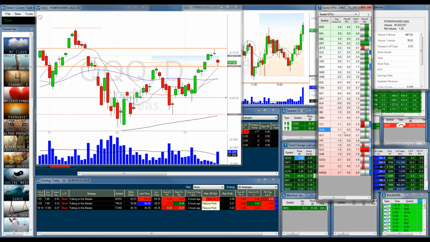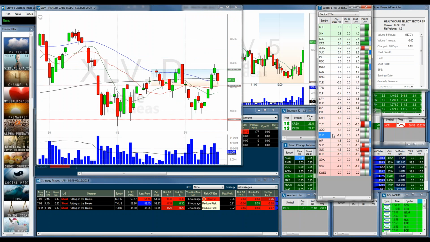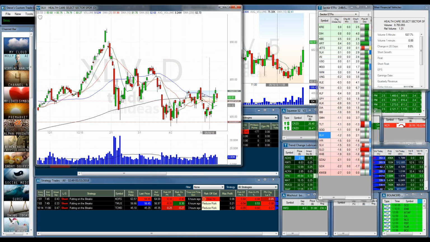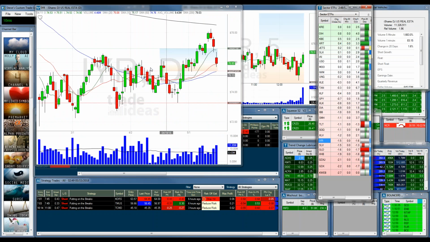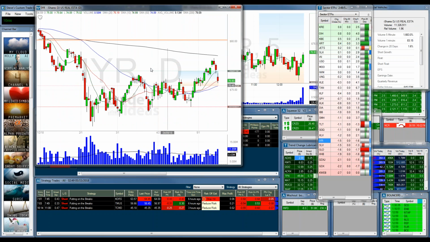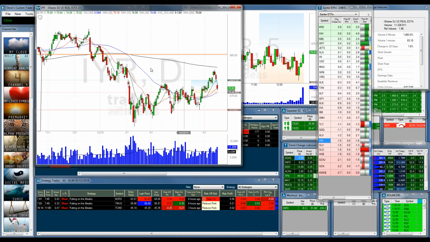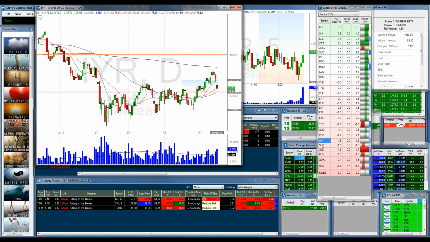Treasuries, forget those. The Q, we talked about that. Healthcare, just kind of in no man's land there. IYR, big pullback in IYR, commercial real estate, and very much under pressure, under the 200-day moving average. Not really seeing a whole lot there.